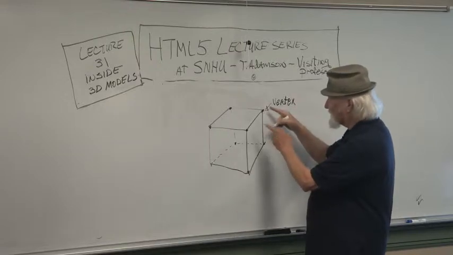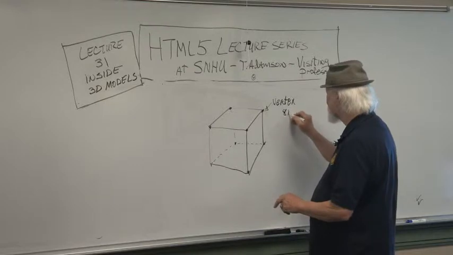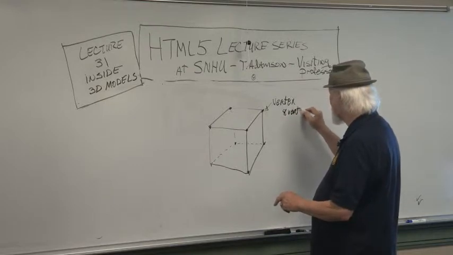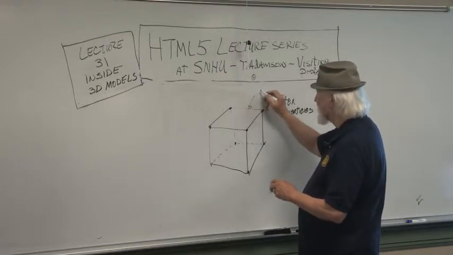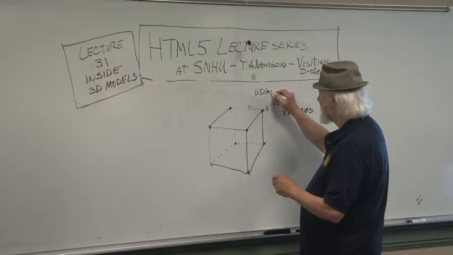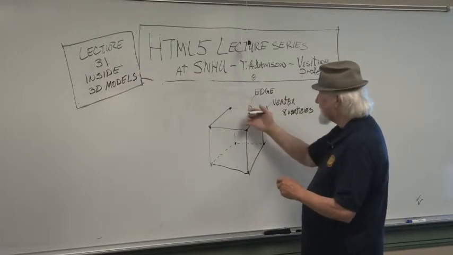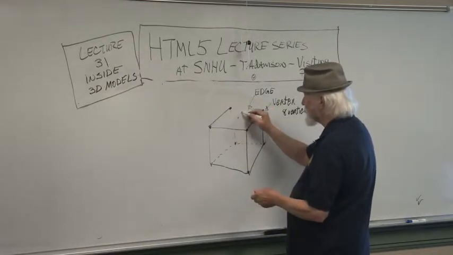So I see on this cube I have 1, 2, 3, 4, 5, 6, 7, 8. I have 8 vertices. This right here, the line that joins these vertices, is called an edge. E-D-G-E. And this right here, this plane, is called a face.